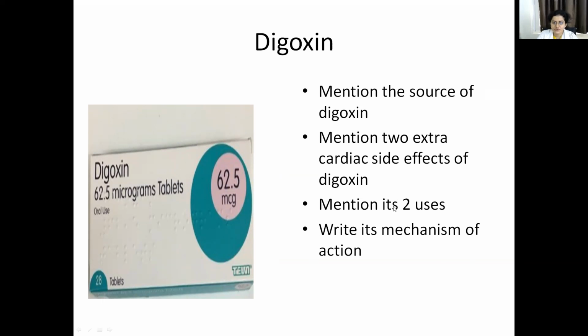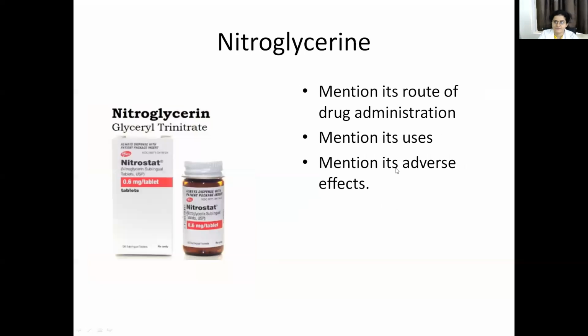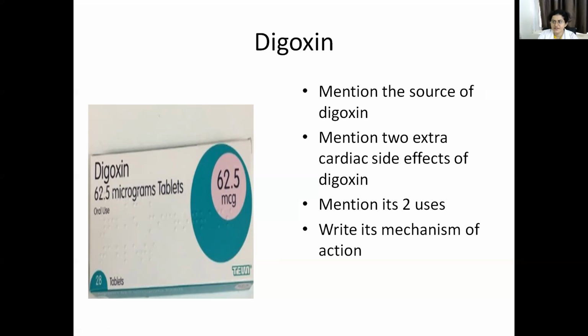Then mention two uses. One is that it is used for heart failure, and second, it can also be used for paroxysmal supraventricular tachycardia or atrial flutter and fibrillation. As for the mechanism, we know that it inhibits the sodium-potassium ATPase pump present in the cardiac cell membrane. So these are a few questions on digoxin. Read about digoxin in detail, as any question can be asked.